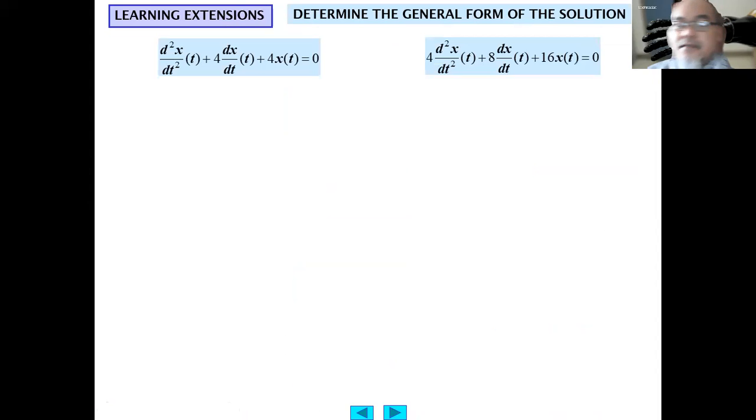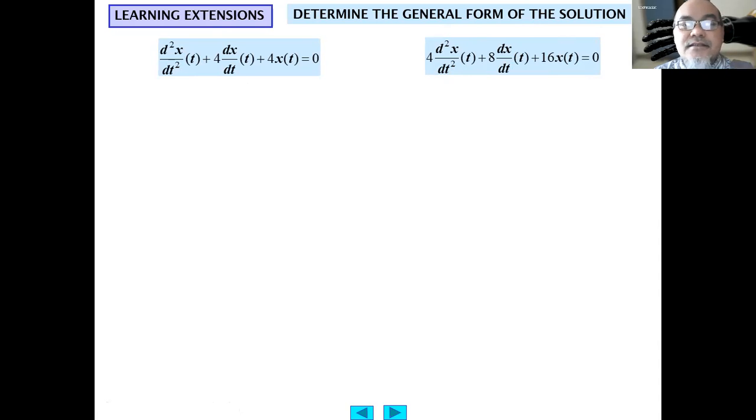Okay, let's try to do some examples. For example, here we have the equation d squared x/dt squared plus 8 dx/dt plus 16 x(t). If we make this into normalized form, we have to divide each term by 4. Sorry, this is different, not the same. Let's say this one first. Yes, this is already in the normalized form.